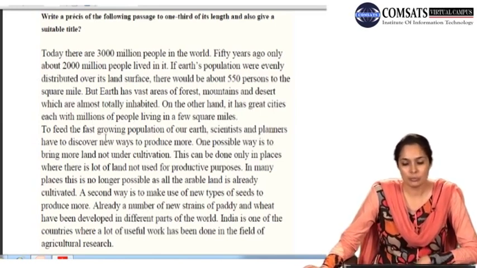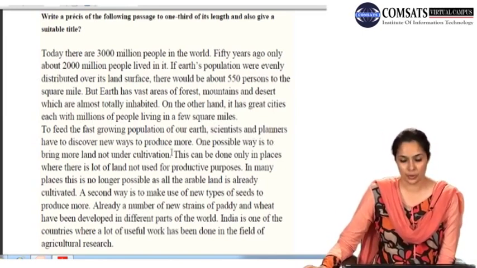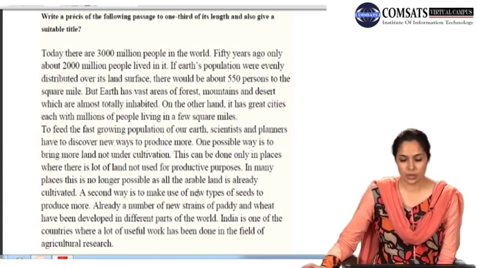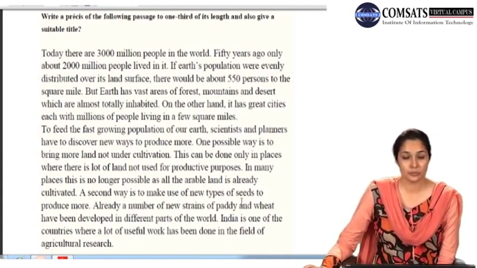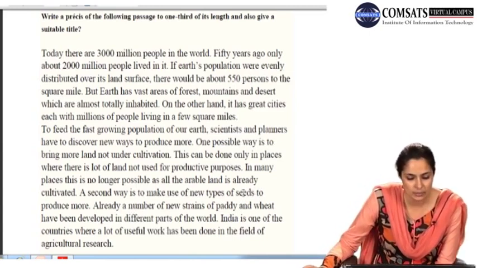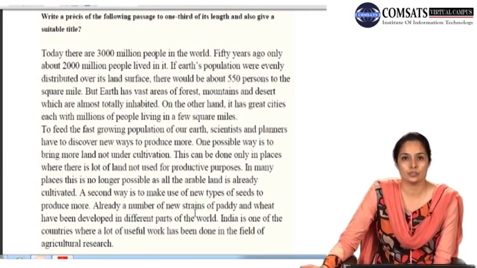To feed the fast-growing population of our Earth, scientists and planners have to discover new ways to produce more. One possible way is to bring more land under cultivation. This can be done only in places where there is a lot of land not used for productive purposes. In many places, this is no longer possible, as all the arable land is already cultivated. A second way is to make use of new types of seeds to produce more. Already a number of new strains of paddy and wheat have been developed in different parts of the world. India is one of the countries where a lot of useful work has been done in the field of agricultural research.